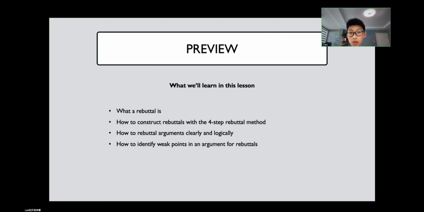How to rebuttal an argument clearly and logically. Like constructing arguments, rebuttals also need to be clear and logical for the judge and the audience to follow. Finally, how to identify weak points in an argument for rebuttals. You need to be able to listen to them, identify what weak points they have to firmly rebuttal them.